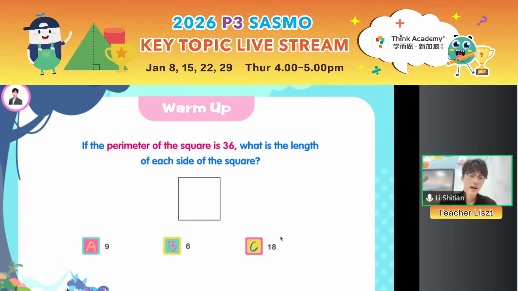Easy, huh? So now, what about this one? Actually, same, right? The perimeter of the square is 36. What is the length of each side of the square? Very, very easy, right? Because we know that for these 4 sides, they are all equal, right? So what is the answer? We only need to use 36 divided by 4, right? So actually, the answer is 9, right? So we need to choose the option, right?